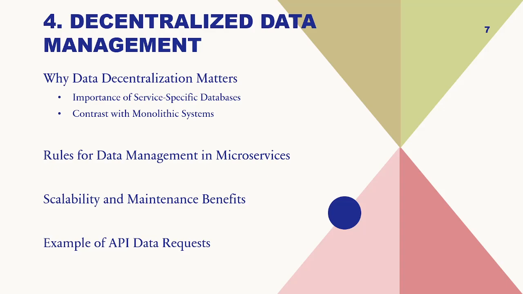Let's say a billing service needs customer data such as contact information, which is managed by the account service. Instead of accessing the account service database directly, the billing service makes an API request. The account service responds with the requested customer data, maintaining control over its own database. This API-based approach keeps services independent, scalable, and secure, while ensuring data flows smoothly across the system without direct database access.